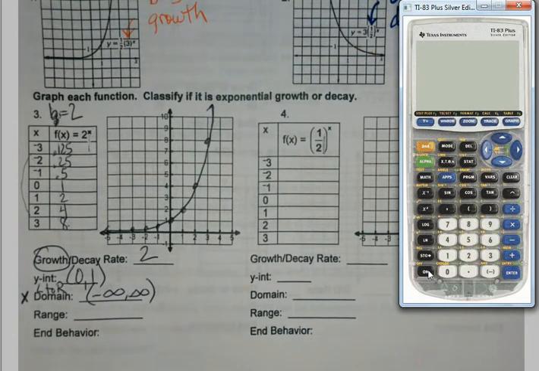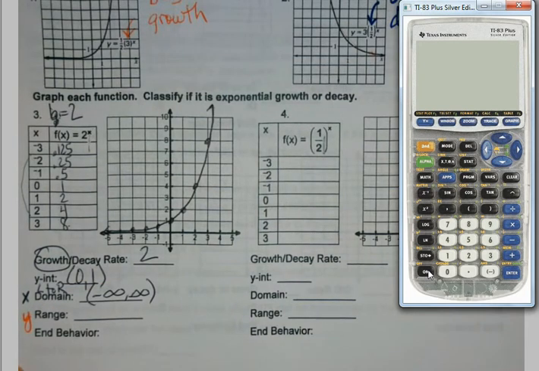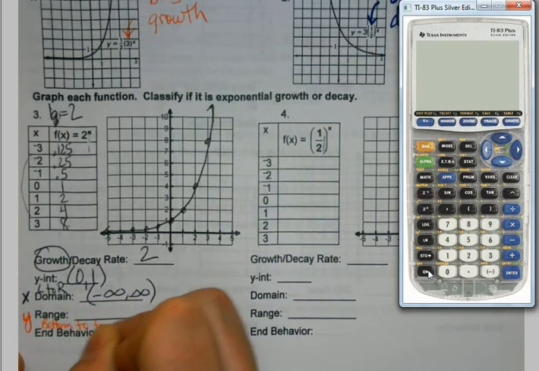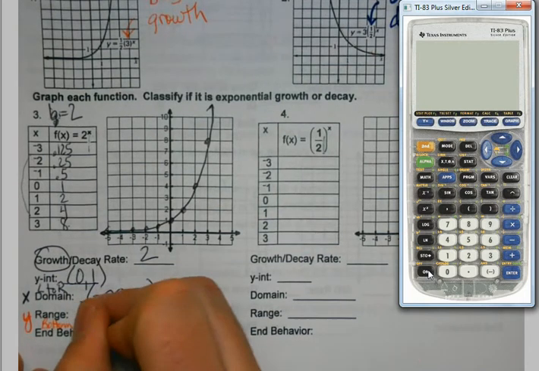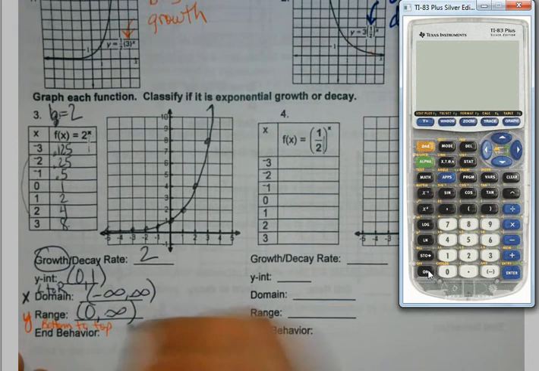My range, my y values, now this is a little different. Remember, range is bottom to top. What's the lowest y value that we're approaching? 0. So my range is going to be from 0, but then it does go upwards forever towards infinity. So that's a little different from some things we may have dealt with before.